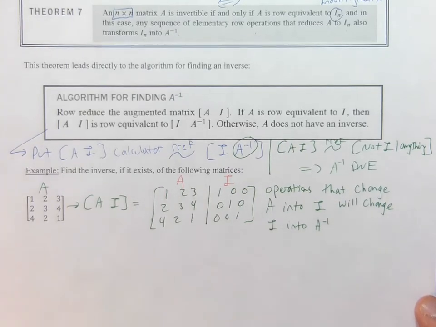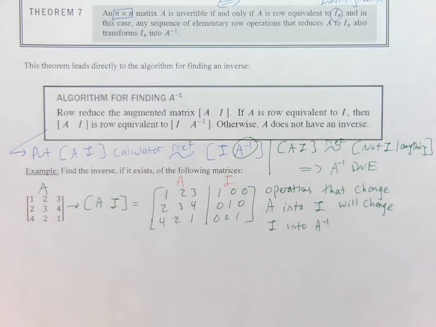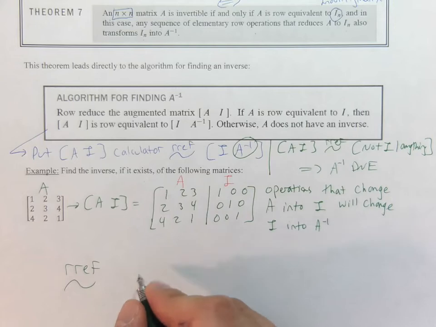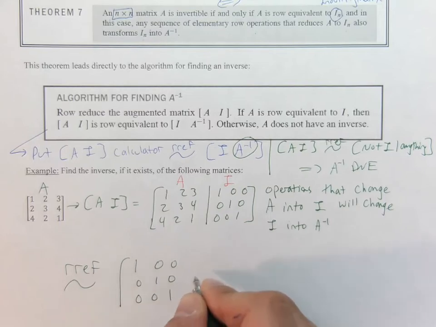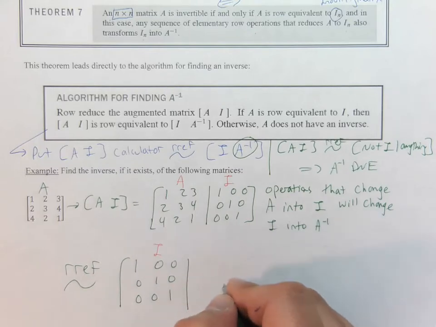Just send me a message, we can meet. But I'm going to assume you know how to row reduce on a calculator or something, so I'm just going to do RREF. So I put this into a calculator, I row reduced it, and I got this. So A turned into I, right? So that means the inverse exists, and whatever ends up over here is the inverse, and so it turns out to be this.